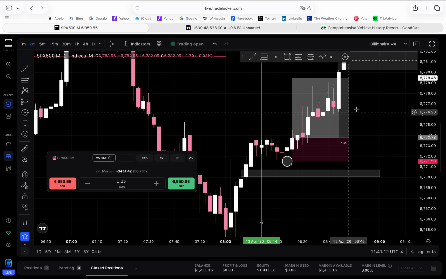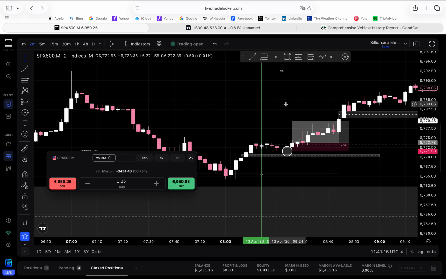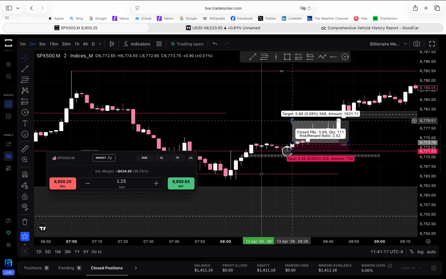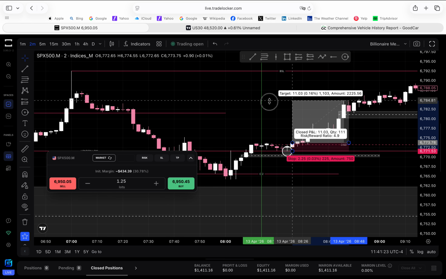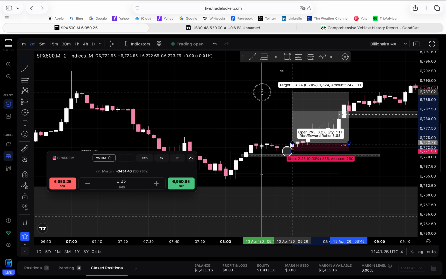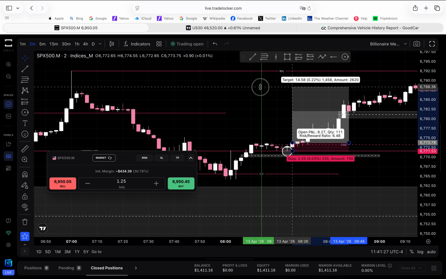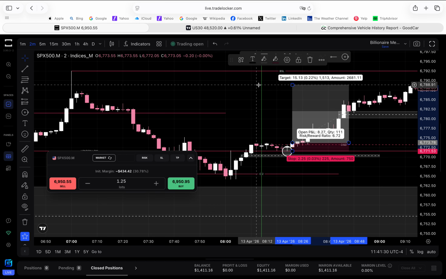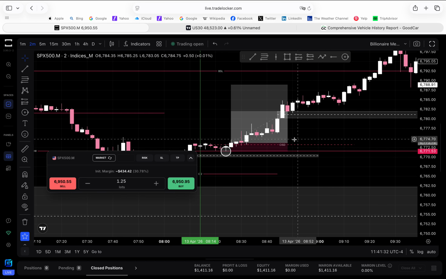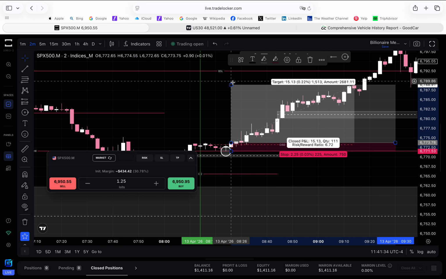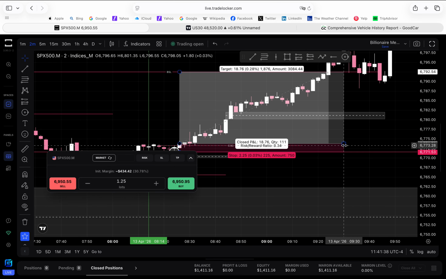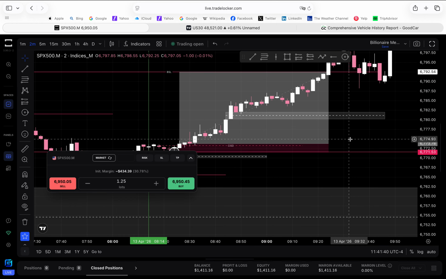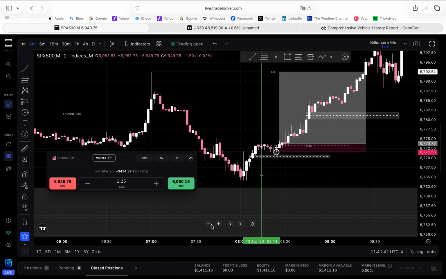I know a lot of people like to aim for 2-to-1s, whatever the case may be. But let's say we target this buy side liquidity right here. I believe I targeted right here. It's somewhere in this area because it was a 6.77-to-1, so I got out in this area right here. But as you can see, we could have targeted this buy side liquidity right here, held the trade for a couple more minutes, and we could have made an 8-to-1. You know what I'm saying?